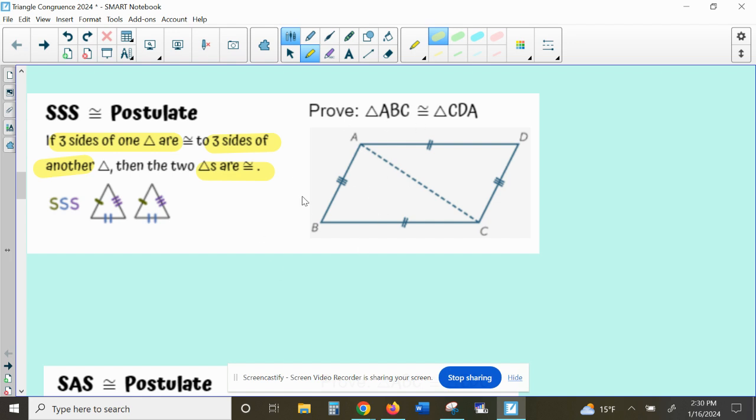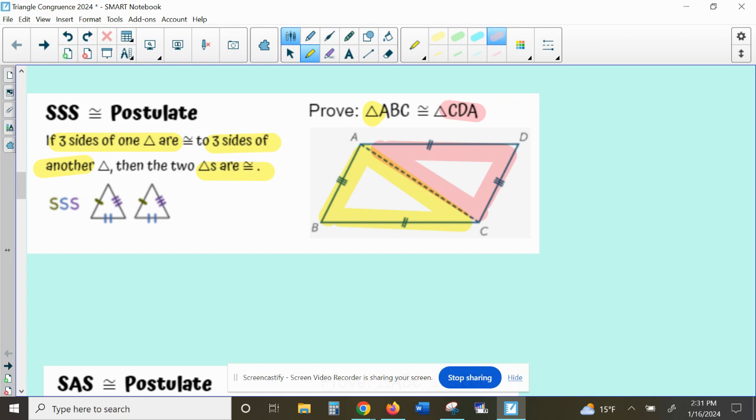So we're going to do a proof now. I know you love those. We want to prove that triangle ABC, I'm going to paint him yellow, and you're going to get colored pencils so you can keep track of your triangles. I'm going to look at the yellow guy, is congruent to CDA, so that's my pink guy. That's what we want to be able to prove.